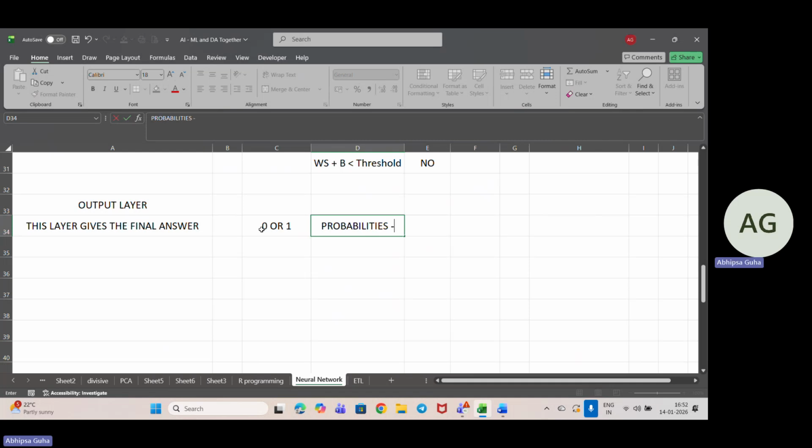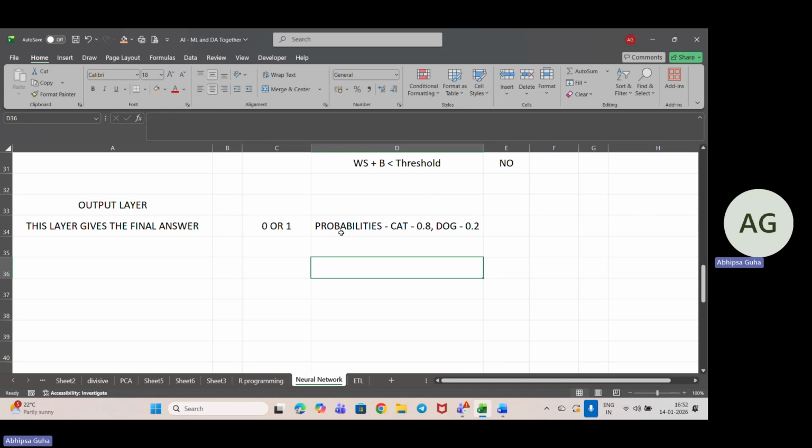How can we get the probabilities? Like if it is a cat, I'll get the probability as 0.8. Now, if it is a dog, I'll get the probability as 0.2. So this is how my probability will come. The probability for the image to be a cat is 0.8, and for the image to be a dog is 0.2. That means the probability of cat is higher, so the image would be of a cat. This is how it will work.